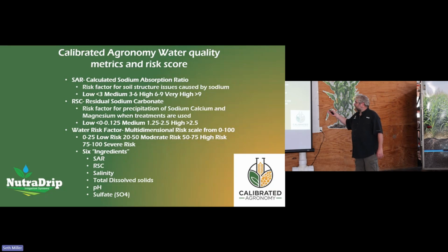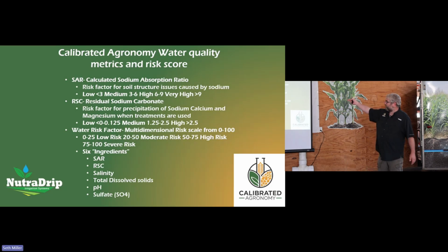So then I kind of built this, what I'm calling the water risk factor. It's a multi-dimensional risk scale. It's got 6 ingredients, things I can calculate, things I can put in and weight them. So we've got our sodium absorption ratio, our residual sodium carbonate number, salinity, which uses a combination of sodium and the chloride level, the total dissolved solids, pH, and then our sulfate load. When we put all these together, it gives us a real good picture of what the water quality is before we even go any further.